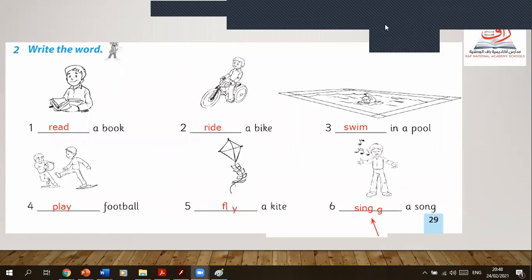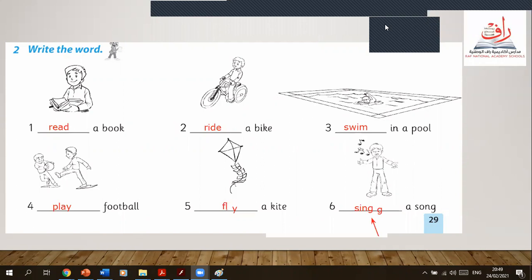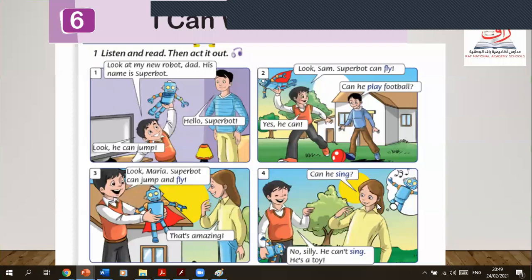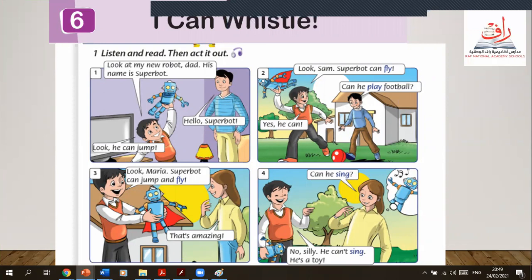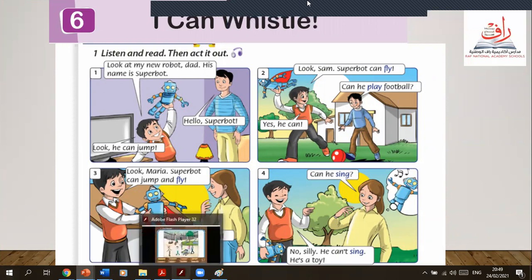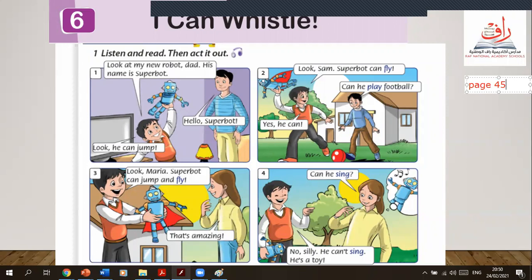This is about the workbook. Have you finished? Well done. Let's go to open our student book for another thing. Okay, let's start now with the conversation for page 45. Ready? Okay, here let's start page 45, student book. Let's write the day and the date. Today is Thursday, excellent. What about the date? 25 of February.